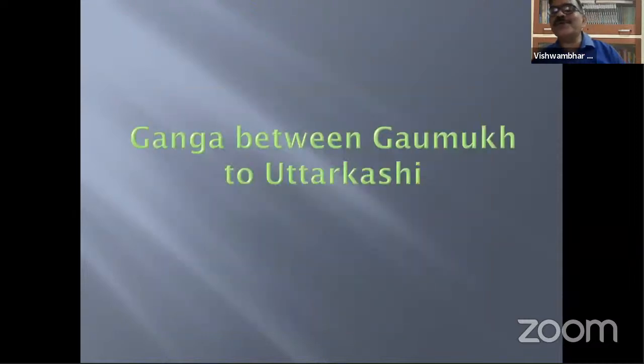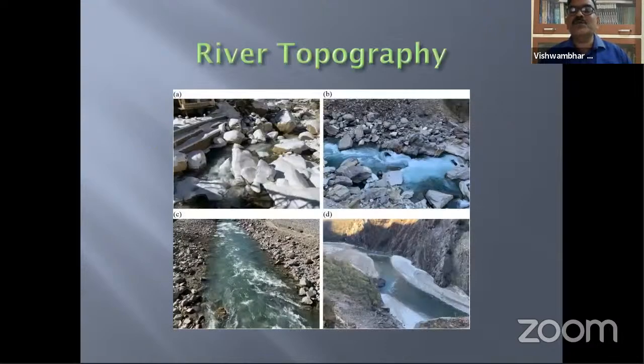So I will take you through some very picturesque landscapes of the Ganga between Gomukh and Uttarkashi. These pictures are taken by myself and you can enjoy them. So if you see the river topography, the Ganga between Uttarkashi and Gomukh, at the point of Gangotri, the river makes many rapids because the water level is very low there.